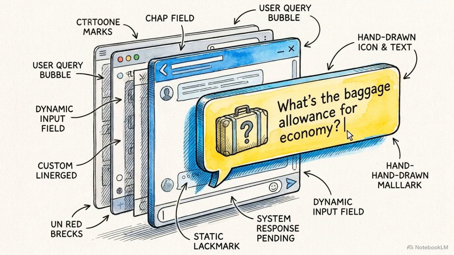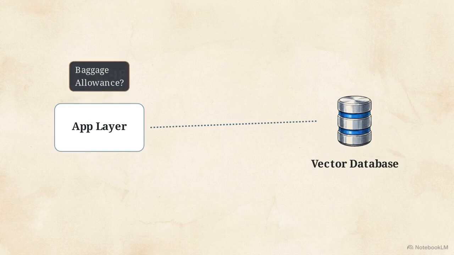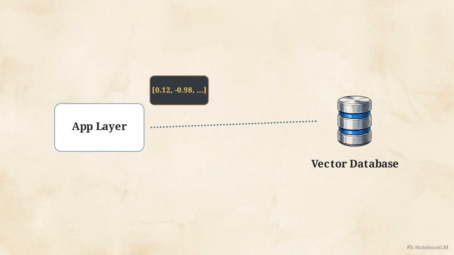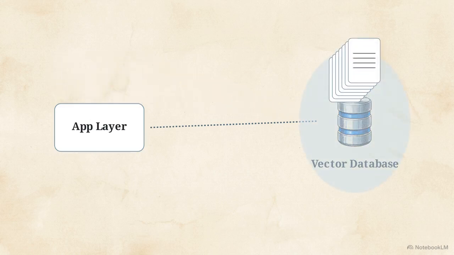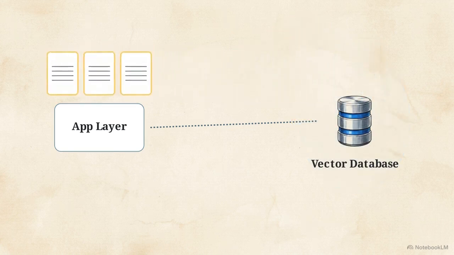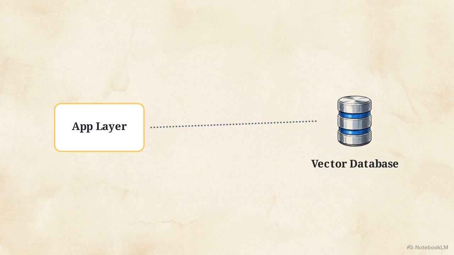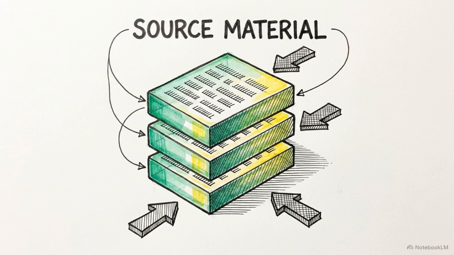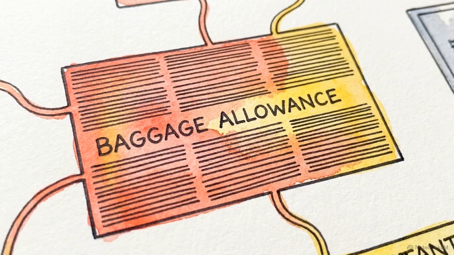During runtime, a customer logs into the chat UI and asks, "What's the baggage allowance for economy?" The application layer converts this question into a mathematical embedding, sending a search query to the vector database. The database isolates specific chunks discussing baggage and returns only those pieces to the application layer. At this exact moment, the database has not answered the question. It has provided the specific source material required to formulate a response.